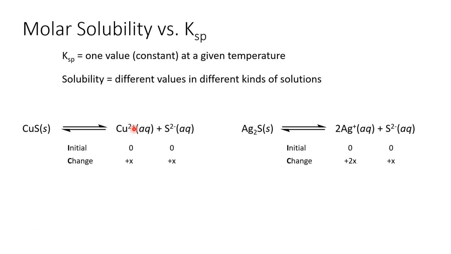Because this is 1 to 1, it's just going to be plus x. And this is going to be 2x and x, right? Because it's 2 to 1. And now the equilibrium is going to be x and x. And over here, it's going to be 2x and x, right? We're just going to add all of these up.